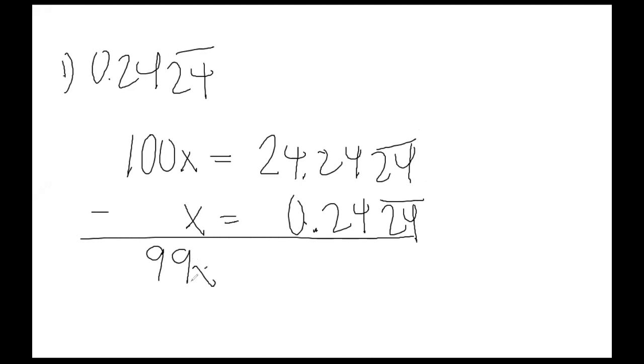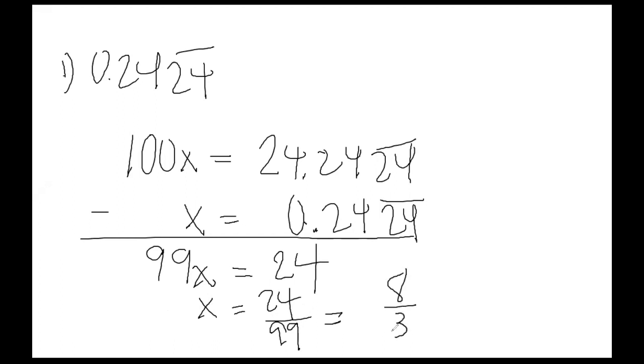99x is equal to, anong mangyayari dito? 24. Okay? X is equal to, divide both sides by 99. Mawawala yung 99 sa left side. You will get 24 over 99. Okay, if we simplify this, this is equal to 8 over 33.